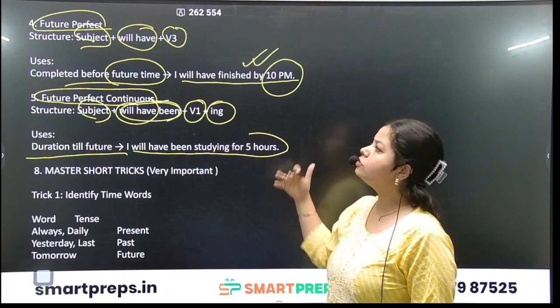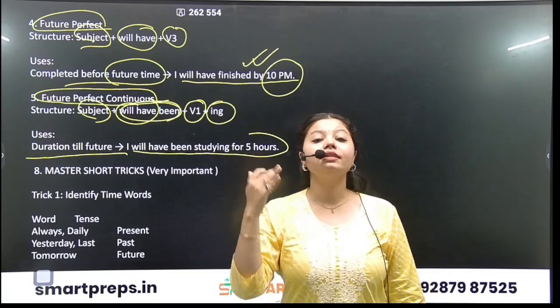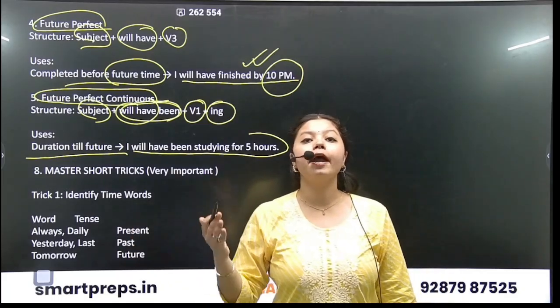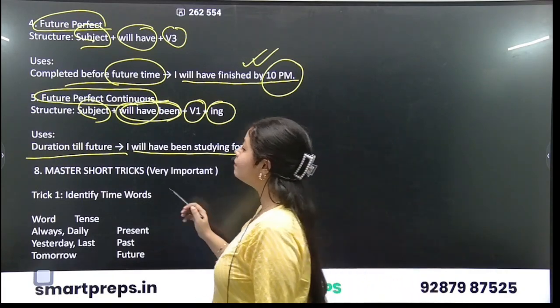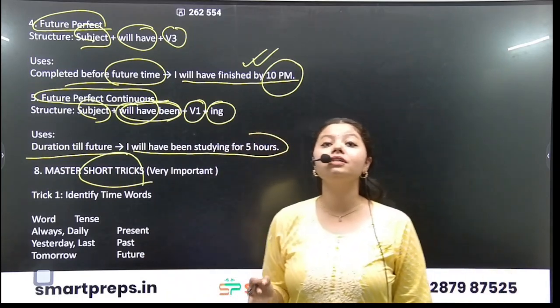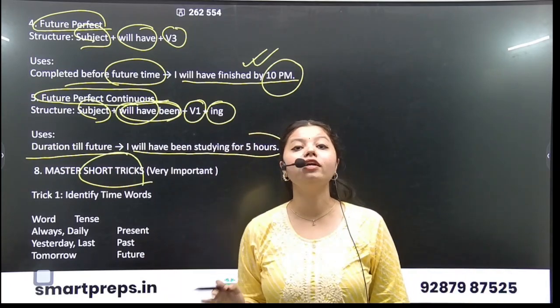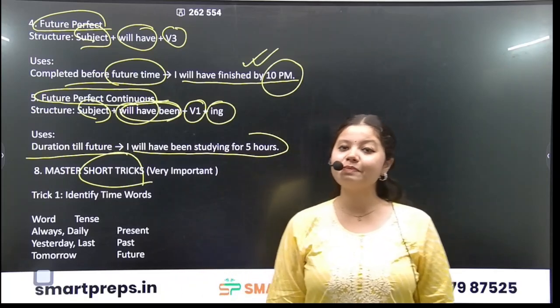So this is what? Future perfect continuous. So this is all about the various subtypes of the 3 types of main tenses. Now let's understand some short tricks. Not understand, let us master. Since this is the master English mastery series, we are going to master each and every topic of English grammar. So let's master short tricks.